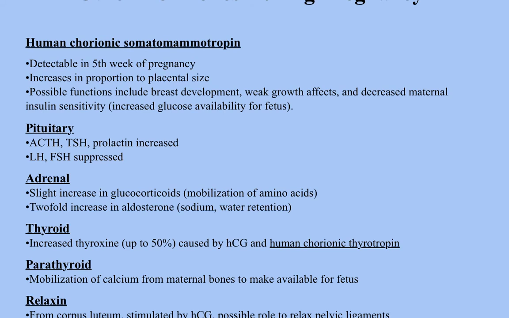All right, so major hormones during pregnancy. HCG, also called human chorionic somatomammotropin, can be detectable as early as the 5th week of pregnancy. And like we said, the amount of that increases in proportion to placental size. So as the placenta increases, so does the amount of HCG. And we showed the graphs for that earlier. All right. Other possible functions include breast development, weak growth effects, and decreased maternal insulin sensitivity, so that there's more glucose available for the fetus to take because it's going to need energy because those cells are dividing very rapidly.